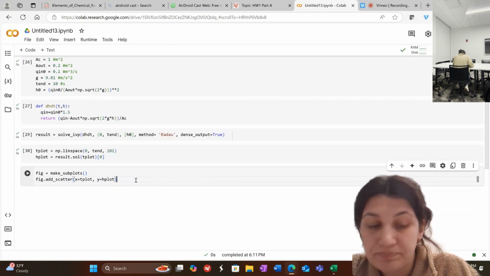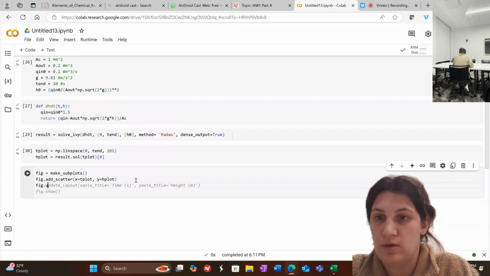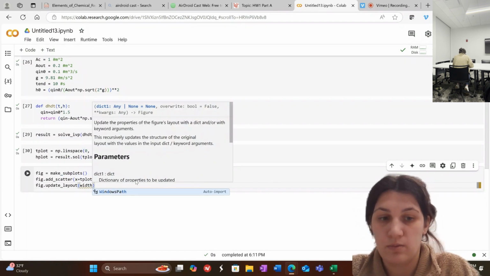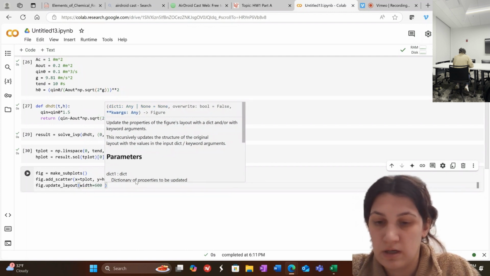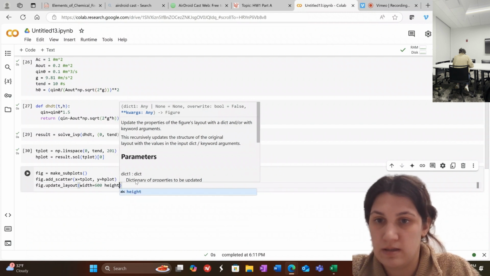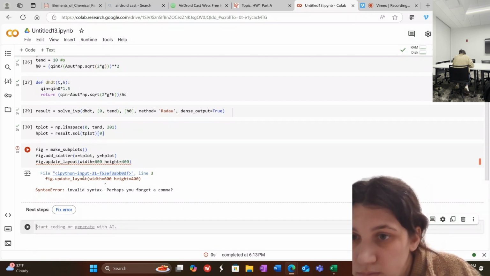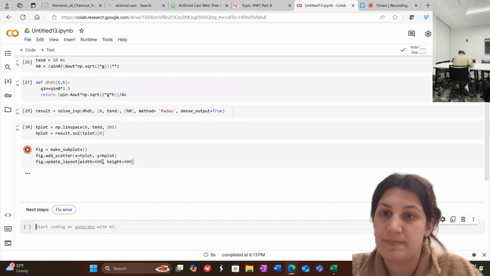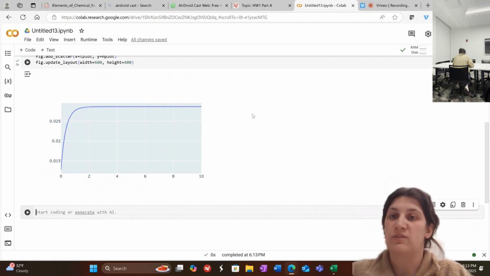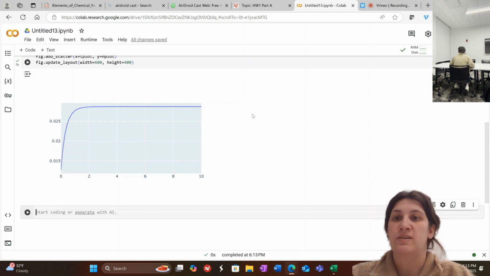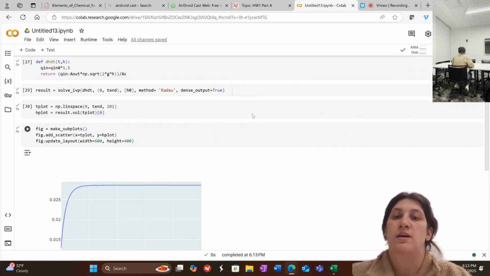So h_plot. And then we're going to update the layout so that it looks nice. We're going to set width equal to 600 and our height is 100. Comma there. There's our graph, and you can see that it looks very similar to what we saw in Excel. But we like to do it in Python because this method is not subject to round-off error like Euler's method.